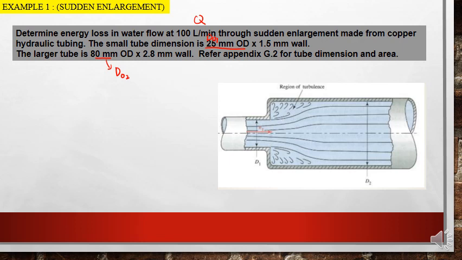So refer to appendix G2 for tube dimension and area. Even though the question just gives the outside diameter, you can use the information given here in order to determine D1, the inside diameter, and also the area. So let's see how we can solve this problem.